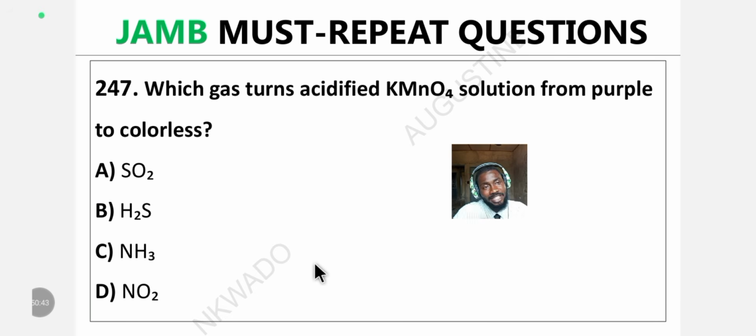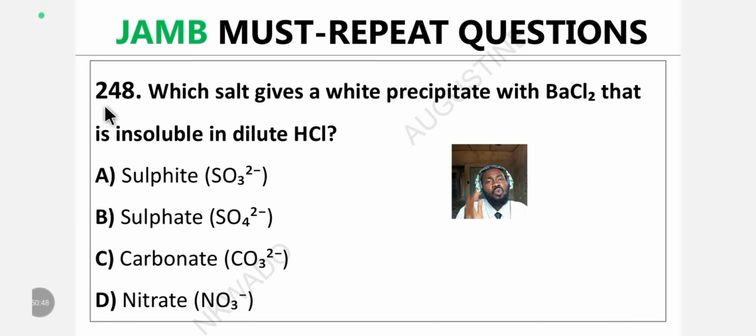Drop the answer in the comment section. I already taught you now. Question 248. Which salt gives a white precipitate with barium chloride that is insoluble in dilute hydrochloric acid? A. Sulfite ion. B. Sulfate ion. C. Carbonate ion. D. Nitrate ion. What's the answer?